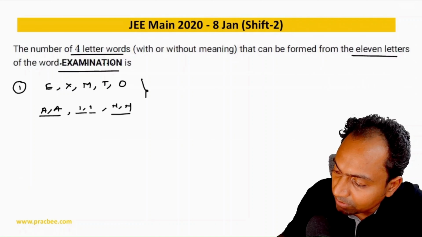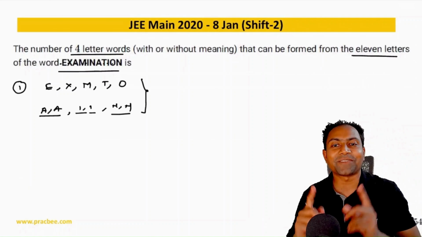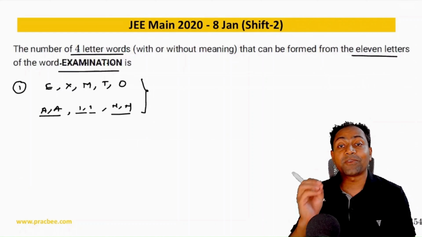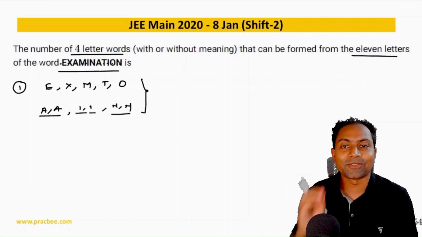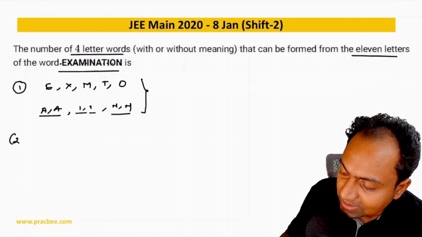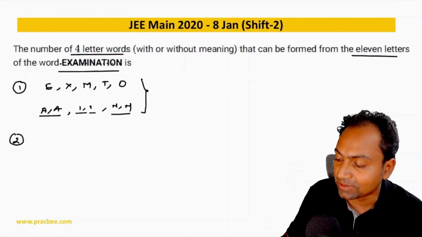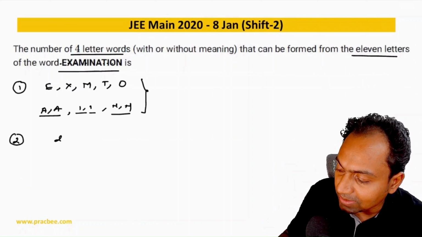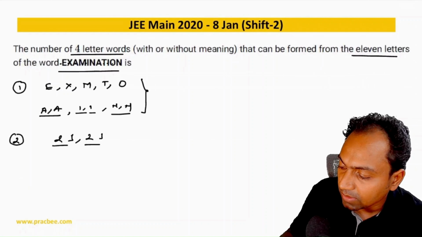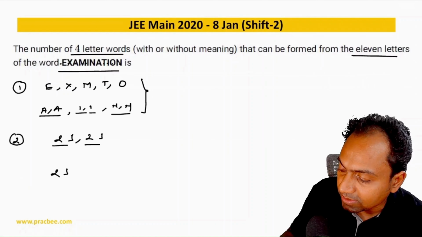A very good idea would be to count this and cross check whether these are 11 letters or not, or if you have missed out on something. Otherwise your answer will not match. If you move to the next step, now what we need to do is make cases. What will be the nature of those 4 letters? The 4 letters can be in such a manner that 2 pairs are same. This is the first case. Or they can be in such a manner that 2 are same but 2 are distinct. Or third, all 4 are distinct.